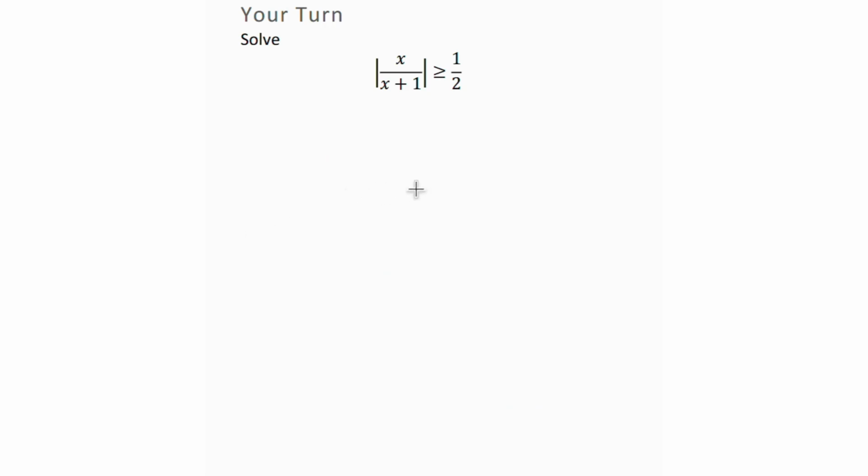The second method is to think about what the graph of this looks like. We're going to do a little bit of rearrangement first to get to something that we can graph more easily. We could try and graph this, but we'll graph something that's a little bit easier. So first of all, using some of the rules of absolute values, this is the same as the absolute value of x over the absolute value of x plus 1.